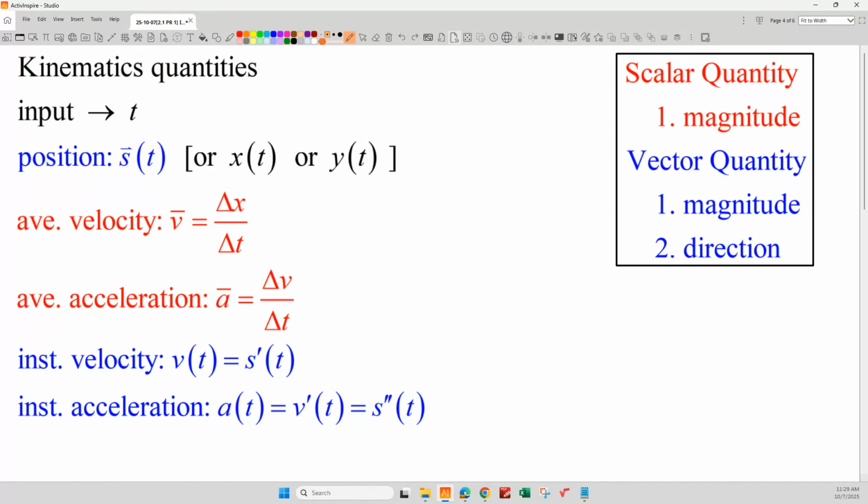Change in velocity over change in time. Okay, so velocity is change in position over change in time. Acceleration is change in velocity over change in time. So acceleration is to velocity as velocity is to position, right? Okay, and if we want to get extra complicated, we could say that acceleration is the rate of change of the rate of change of position. Okay?